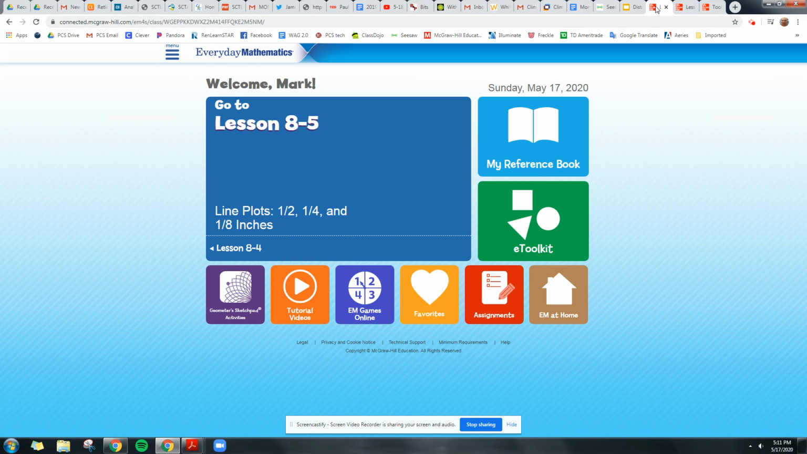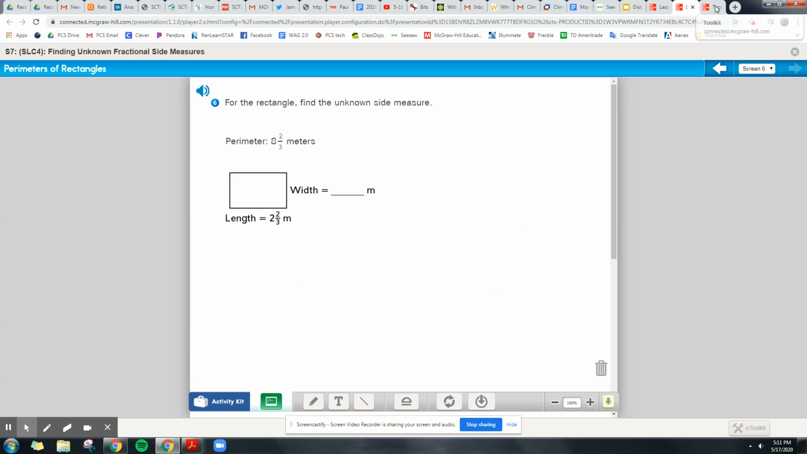So I've got it over here. Not there, not there, not there, not there, but there. Yeah. So let's see. For the rectangle, find the unknown measure. So the perimeter they give me and the width they don't, but the length they do. So I need to find out these 2 lengths right here by adding them up.